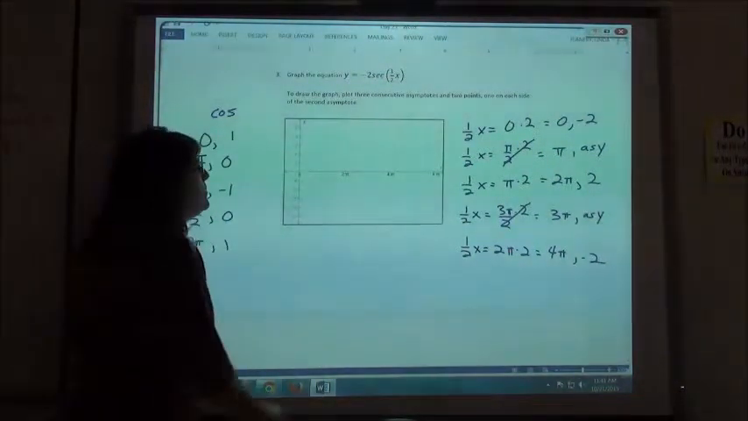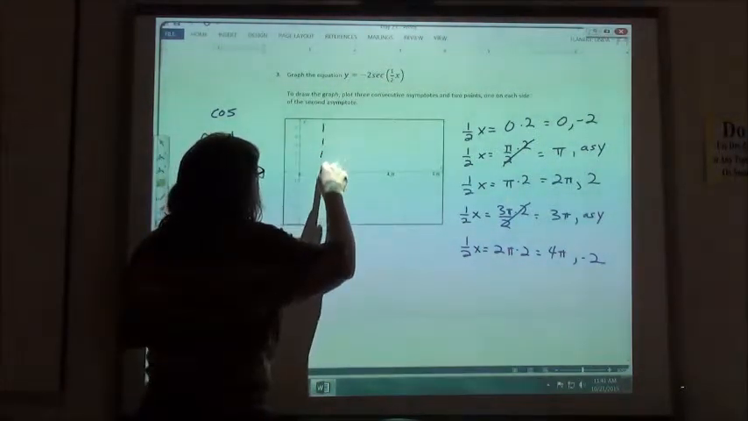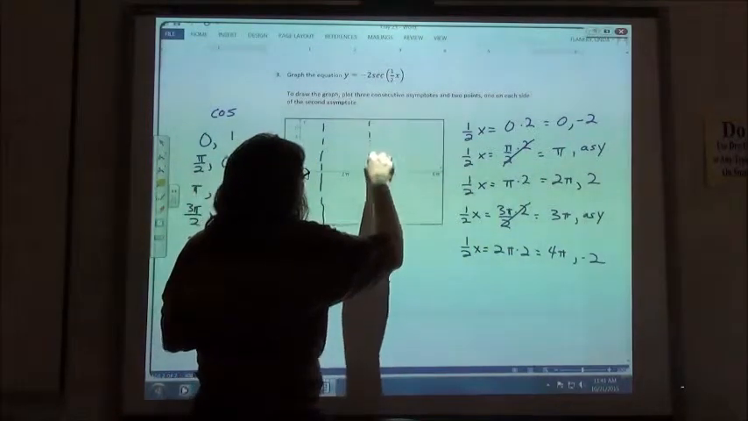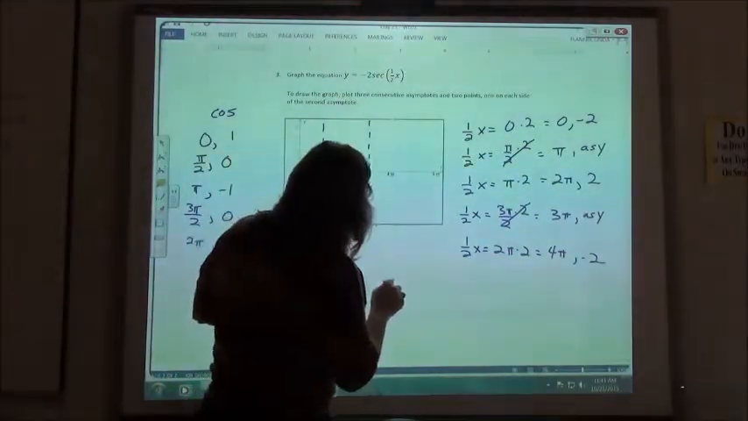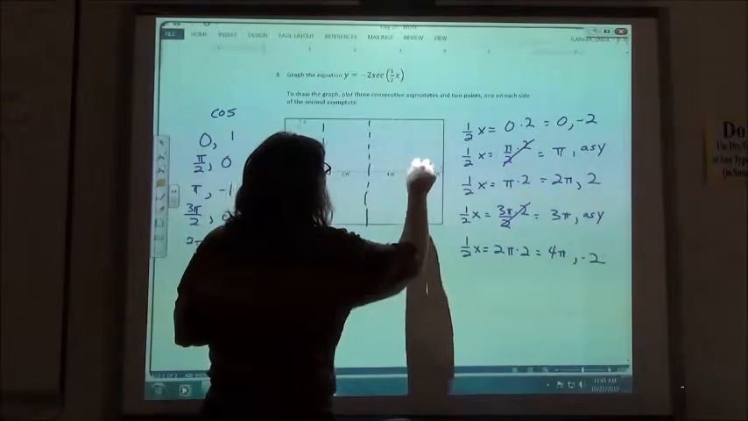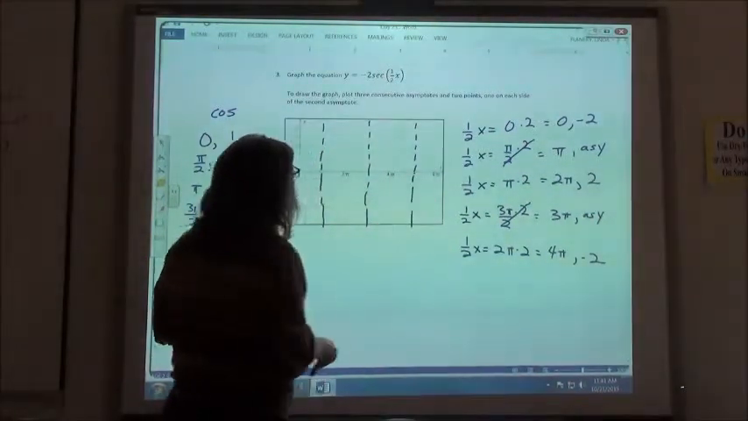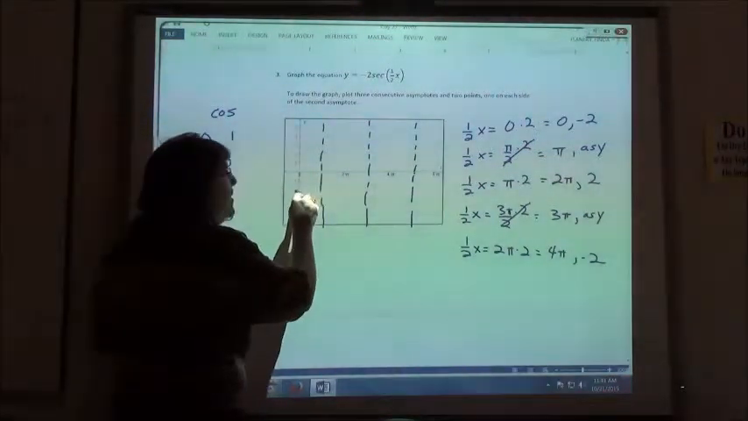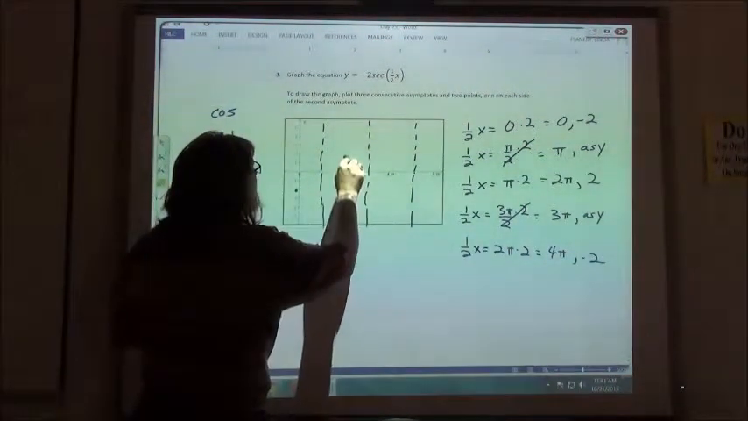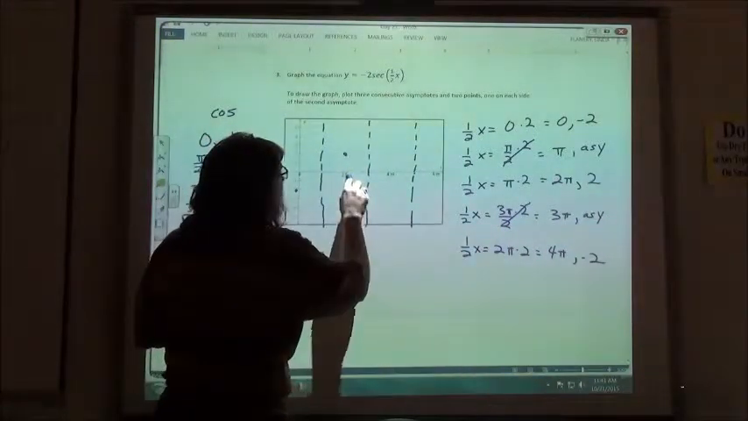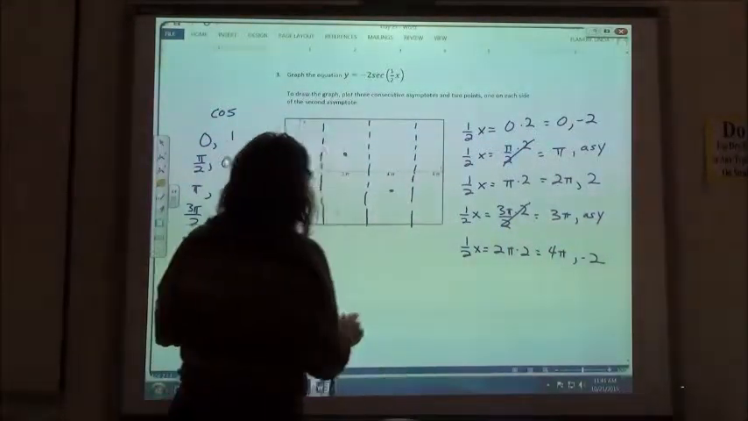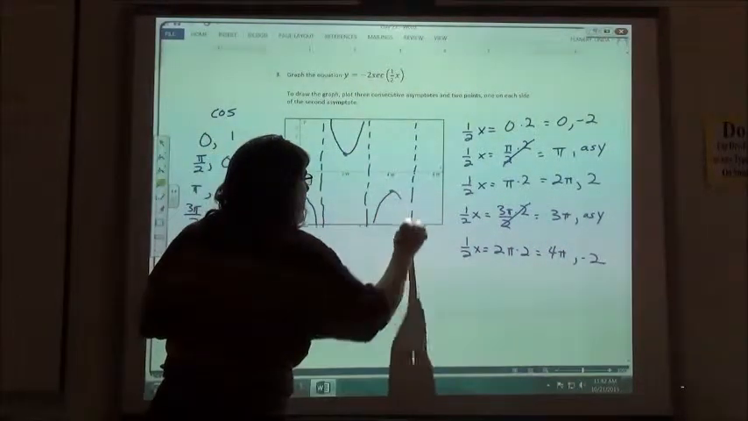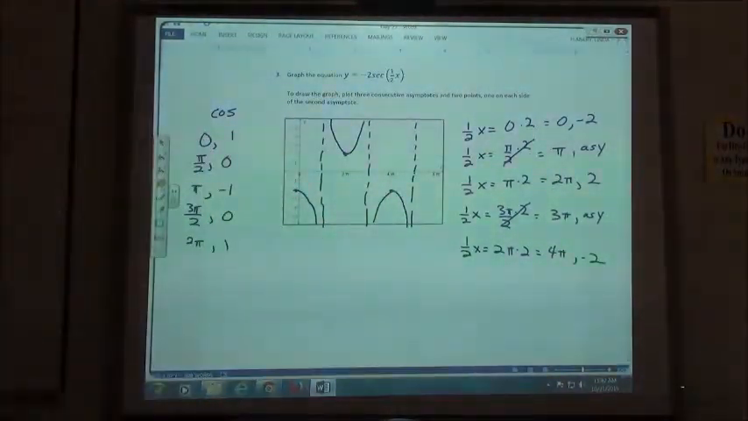So I have an asymptote at pi. And I have an asymptote at 3 pi, which means, if I could draw straight, I also have an asymptote at 5 pi, right? At 0, I'm at negative 2. At 2 pi, I'm at positive 2. At 4 pi, I'm at negative 2. So again, once I hit the graph button, it's going to draw in my secant curve for me.